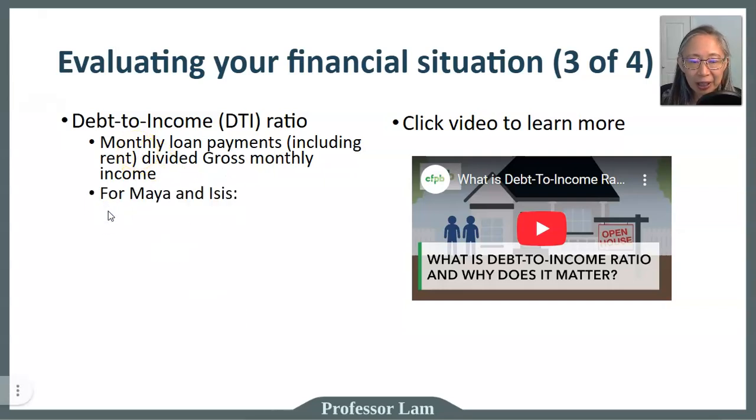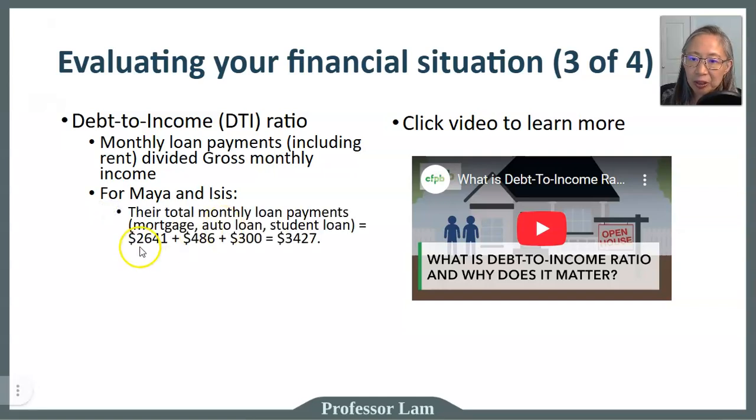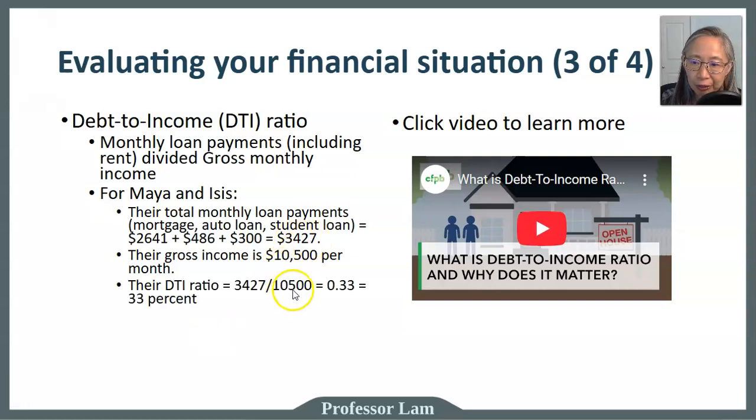For our case, for Maya and ISIS, their total monthly loan payment includes their mortgage, their auto loan, and their student loan. So you can go back to the example to see these numbers. So altogether is $3,427. Their monthly gross income is $10,500. So when we divide 3,427 by 10,500, we got 0.33, and that's 33%. This is their DTI ratio.